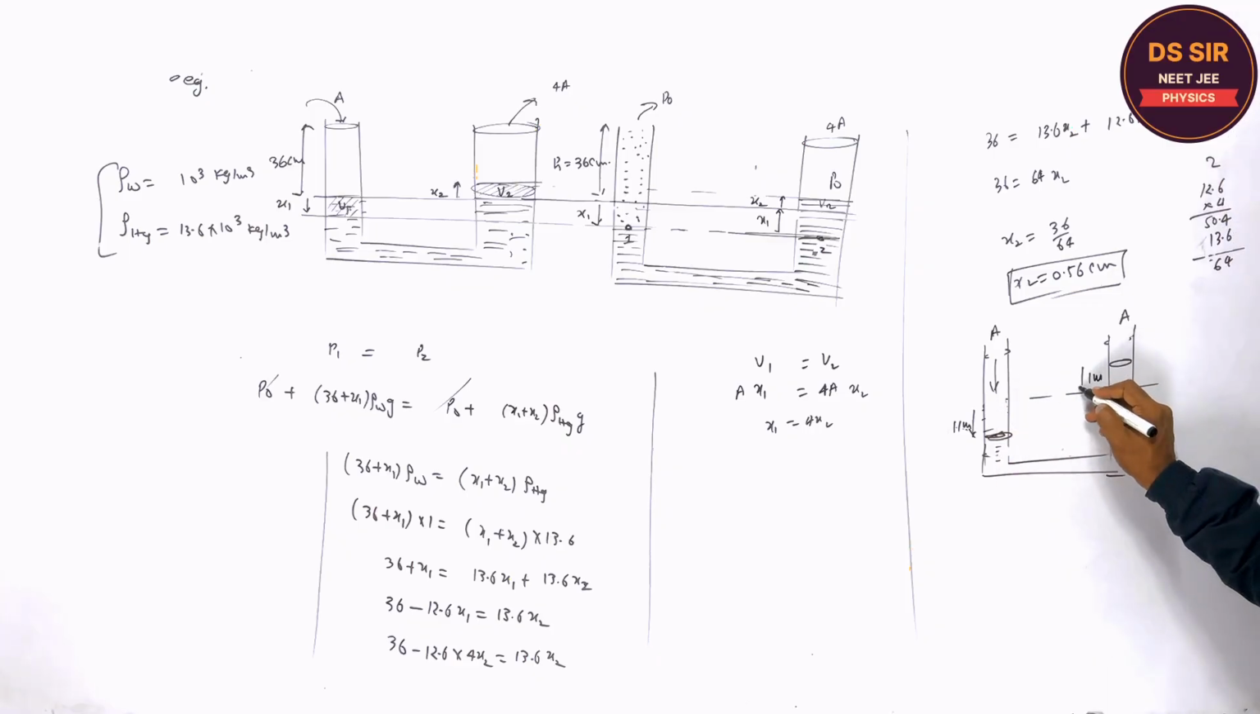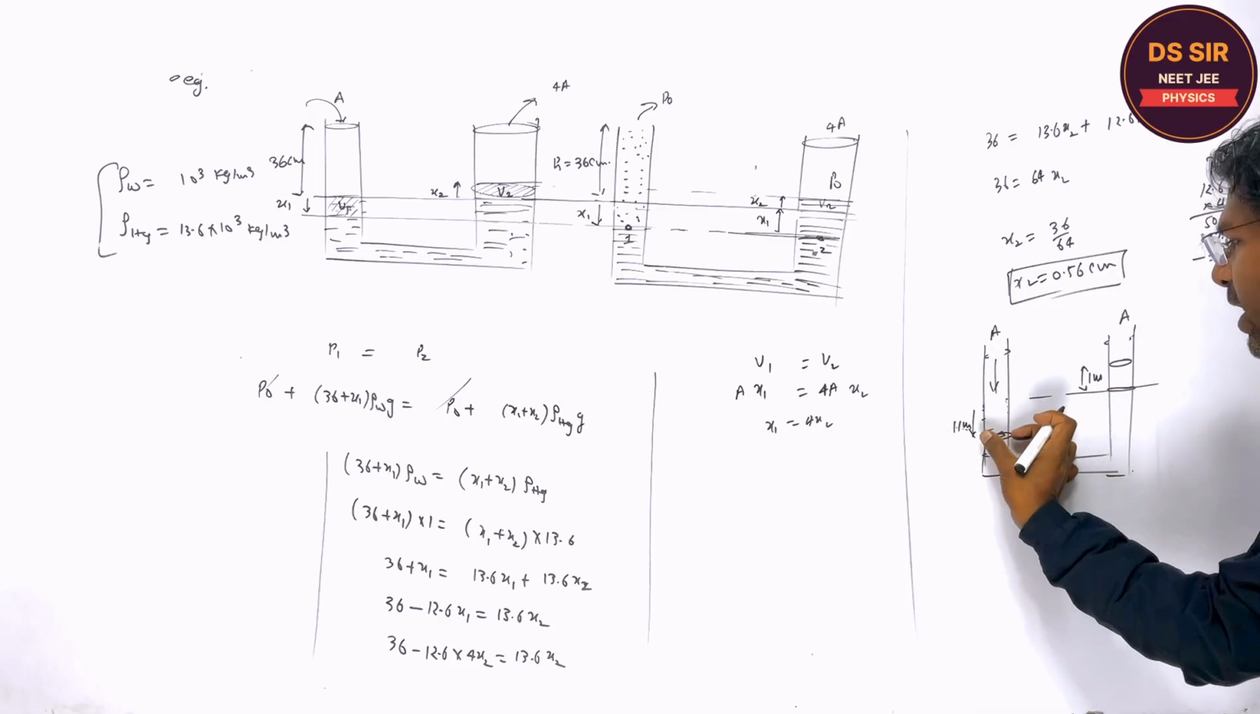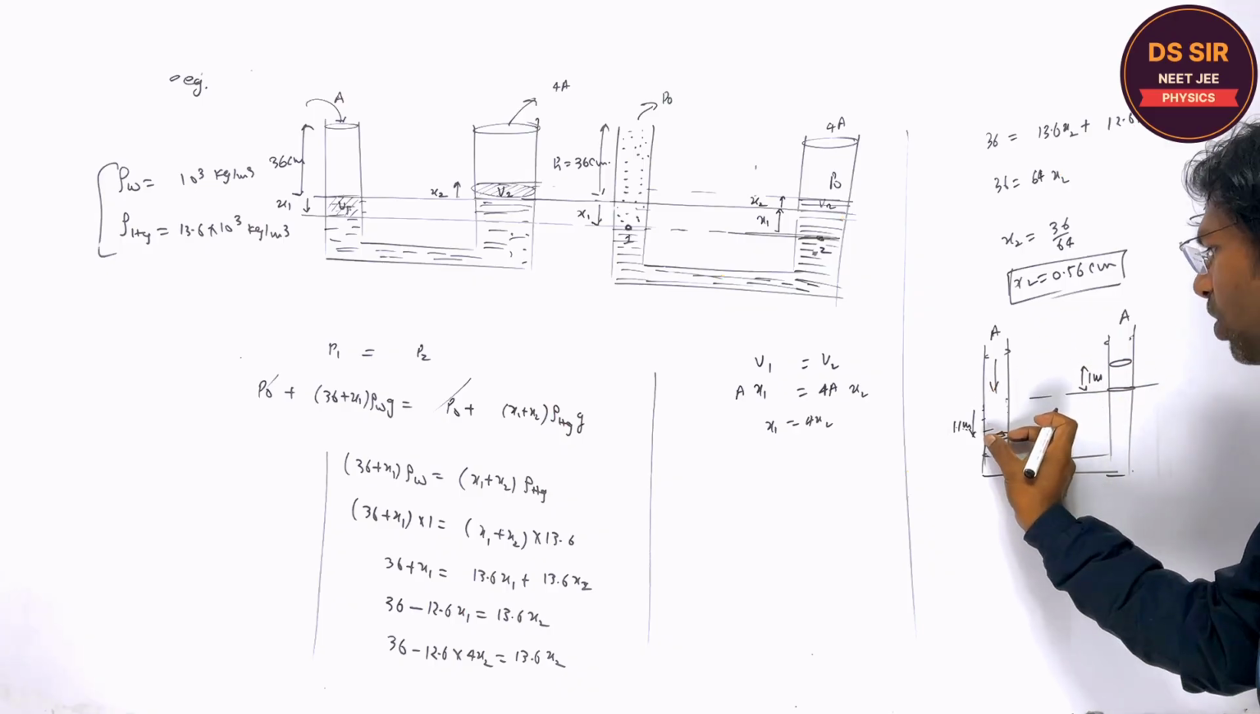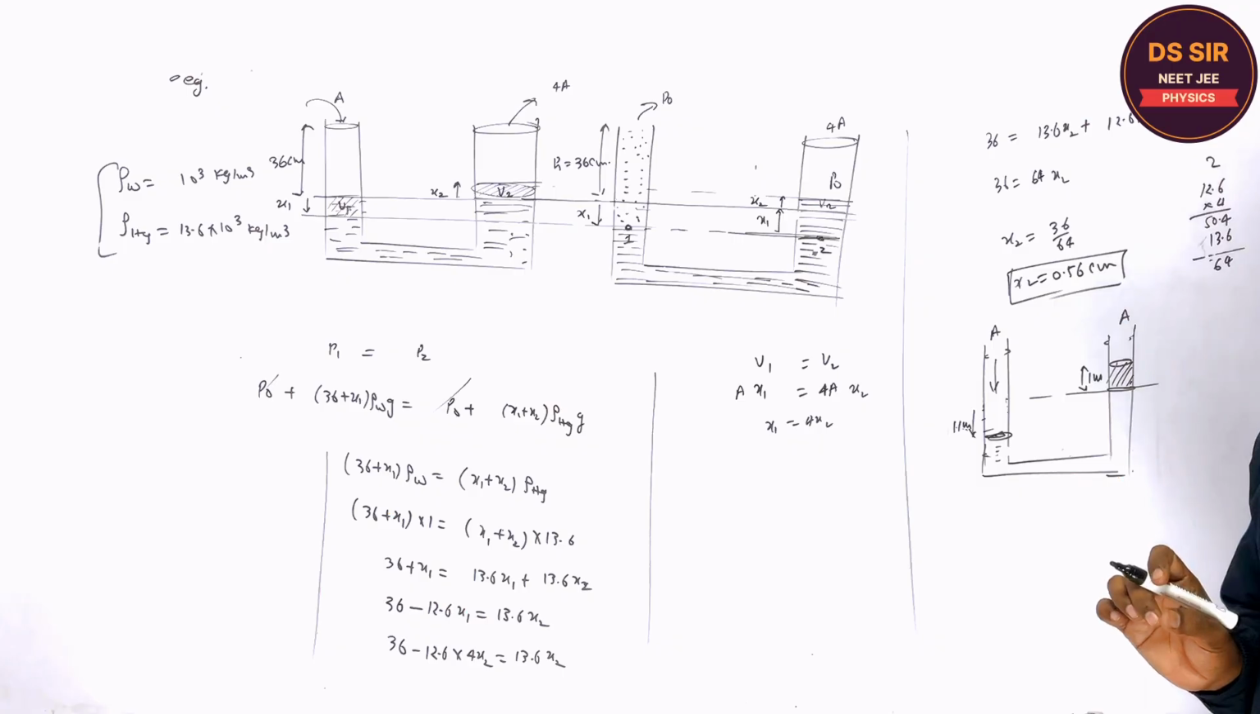1 meter up. Is it clear or not? Because the area is same, therefore this volume will be adjusted in the same height. Is it clear or not?